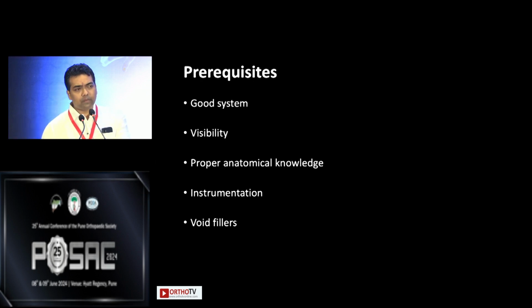As a prerequisite, we need to have a very good arthroscopy system, because as these are trauma situations, there is a lot of hematoma inside the knee joint and the fracture surfaces keep on bleeding. Therefore, unless we have a very good camera, we do not get a nice visualization there. Even with arthroscopic visualization, we need to improve the visibility by some techniques which I will show. We need proper anatomical knowledge, instrumentation, and we also need void fillers when we elevate and fix these fractures.